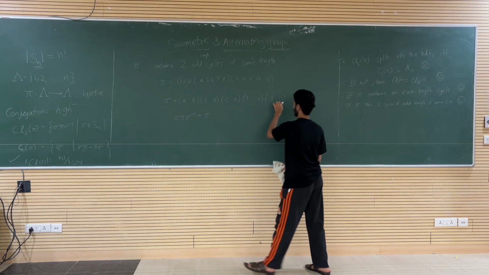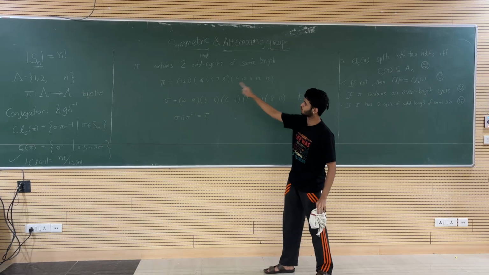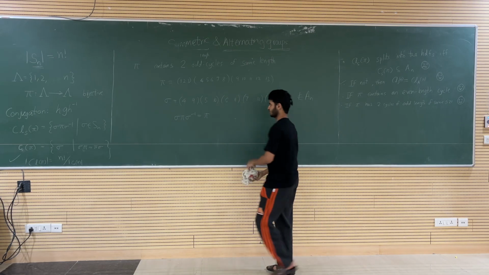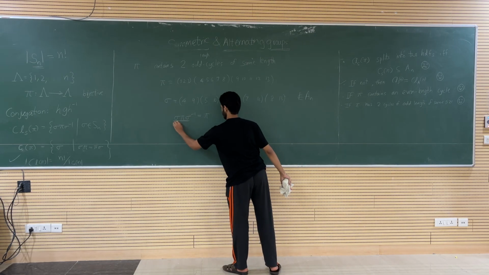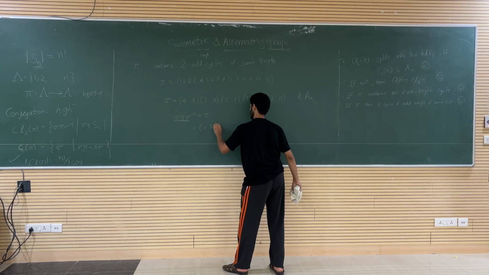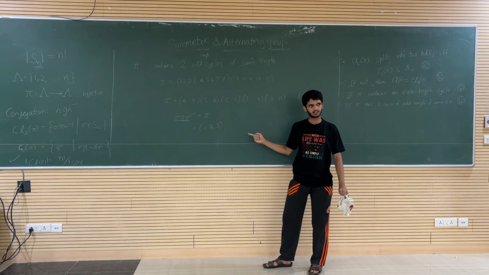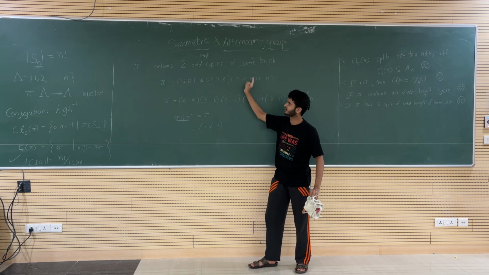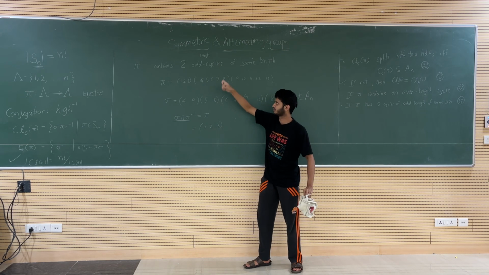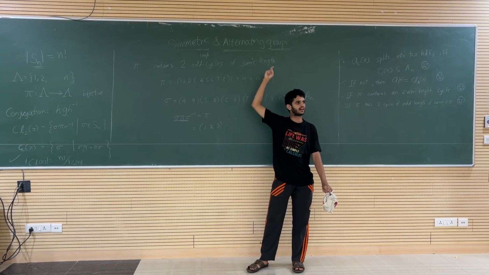See, has sigma anything to do with 1, 2, 3? So 1, 2, 3 is fixed. So when I do this conjugation, I'll see what happens. 1, 2, 3 stays as it is. This cycle stays as it is, but rather than 4, 5, 6, 7, 8, I will have sigma 4 going to sigma 5, going to sigma 6, going to sigma 7, going to sigma 8.